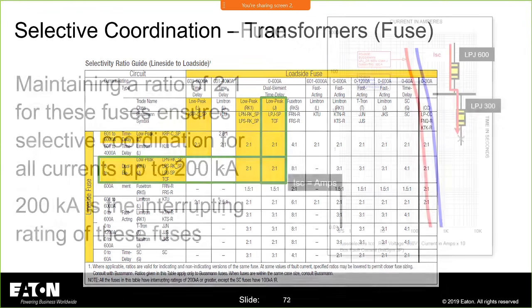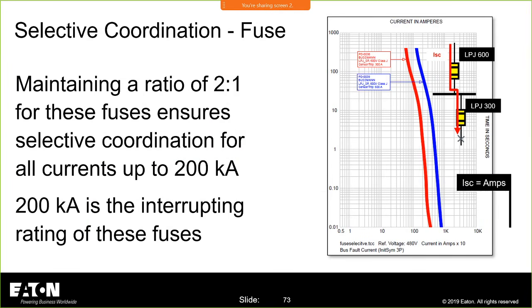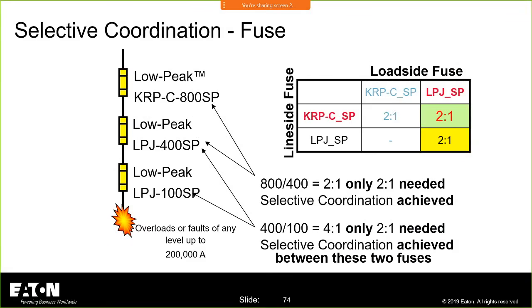I'm good every day of the week, twice on Sunday. I don't care what the fault current is. As long as I'm maintaining my ratios, I don't have to calculate fault currents. And if I nest these things together, in the first case, I have a 100 amp fuse downstream of a 400 amp fuse. That exceeds the 2-to-1 ratio. I definitely selectively coordinate for any fault current passing through them.